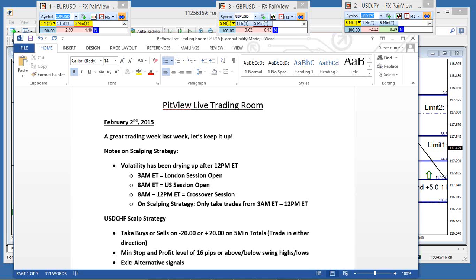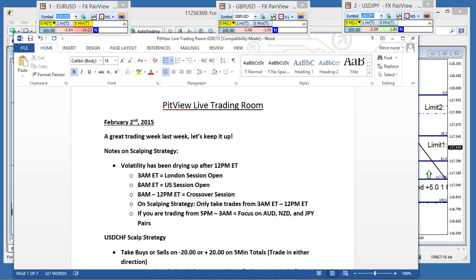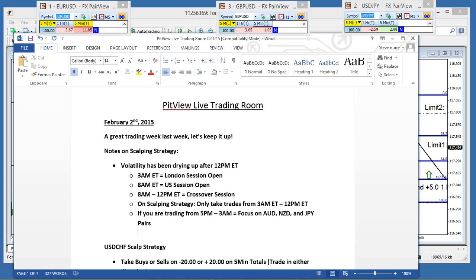So if you are trading the Sydney session, like 5 p.m., and going into the Asian session, from 5 p.m. to 3 a.m., you may want to just focus on Aussie, New Zealand, and JPY pairs. That would be my advice to people. But certainly between 12 p.m. and 5 p.m., I would not be taking scalping trades.